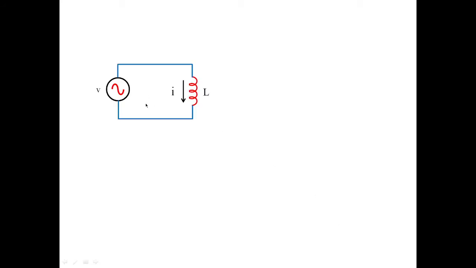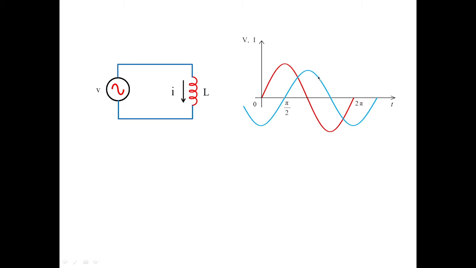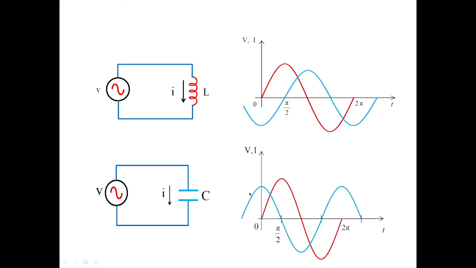In the waveform we have seen that the current is lagging voltage in the case of inductor, whereas in capacitor, the current is leading voltage by 90 degrees.